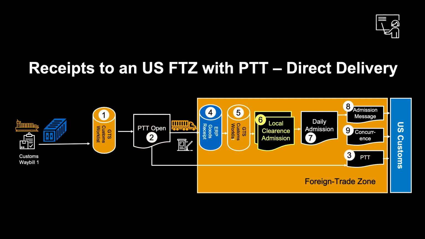After each goods receipt in the FTZ, we will file a local clearance admission. They will, in turn, be aggregated to a daily admission, a file sent to customs. We will also file a concurrence report at the end of business hours. Compared with the PTTs and the daily admission report, numbers in the concurrence report should add up.